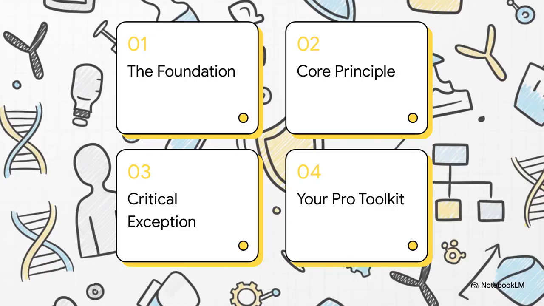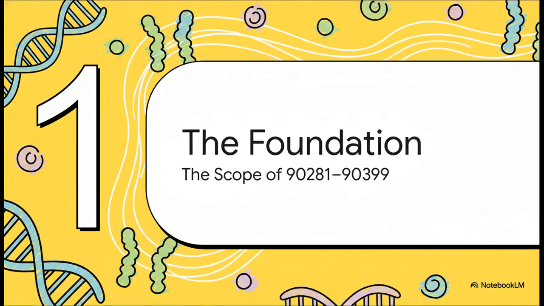So here's our game plan. We're going to start with the foundation, the building blocks. Then we'll hit the most important rule, product plus administration. After that, we are going to tackle the one big exception that can trip up even experienced coders. And we'll finish up by giving you a little pro toolkit so you're always on top of your game. Okay, let's build that foundation.